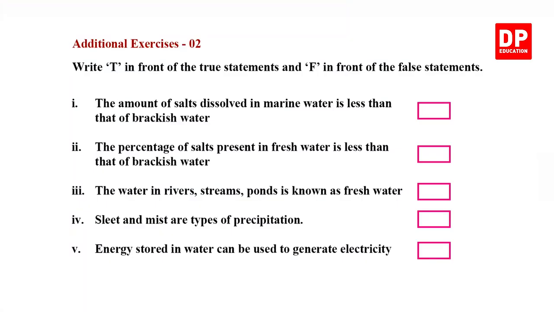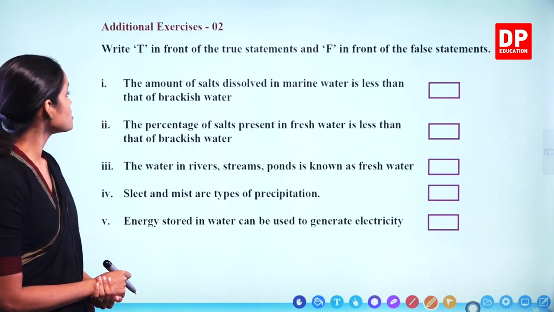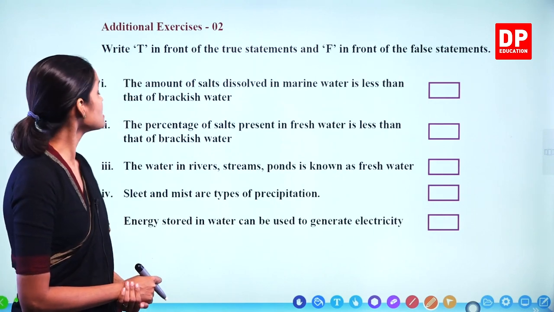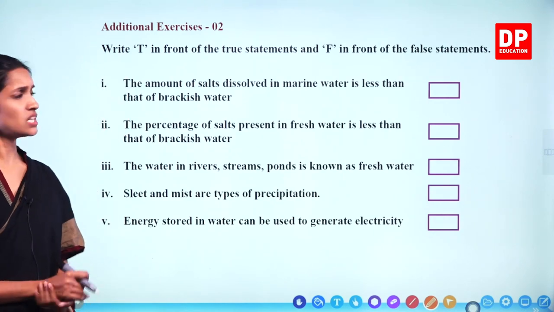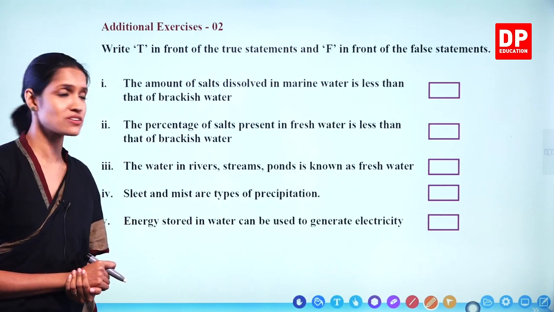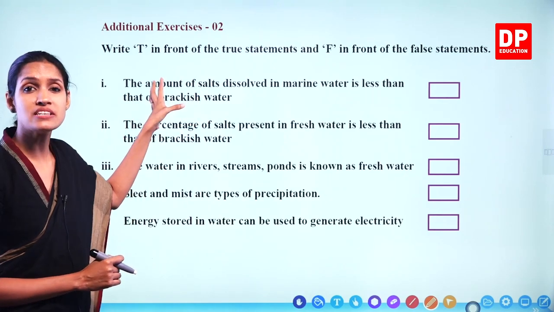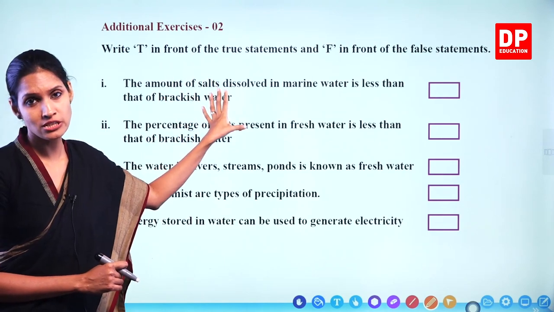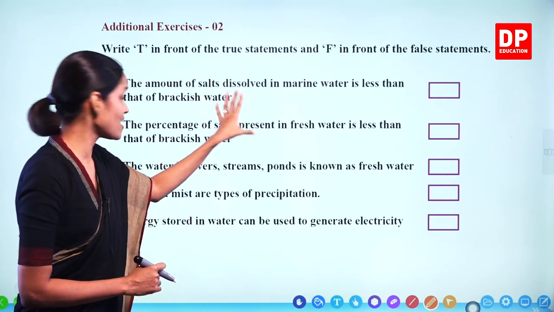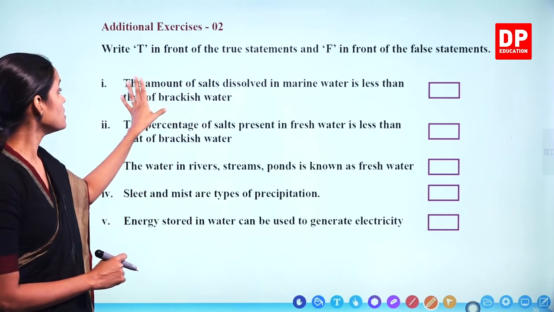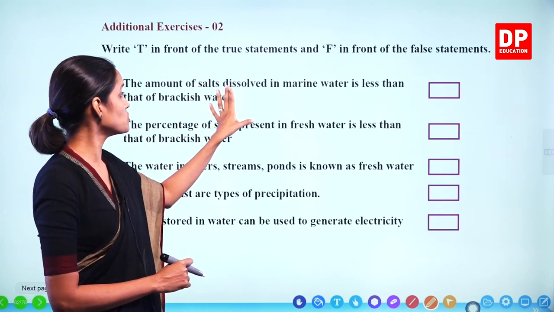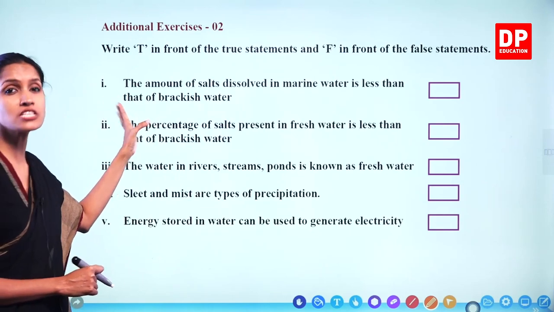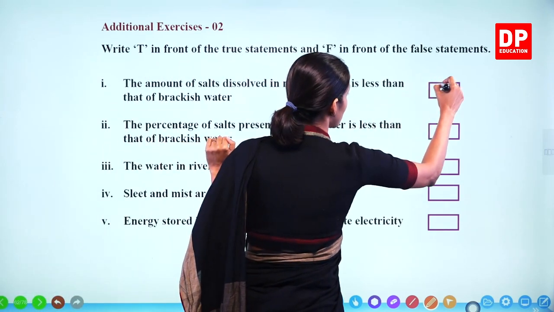Right, next exercise. Write T in front of the true statements and F in front of the false statements. The amount of salts dissolved in marine water is less than that of brackish water. Is it true or false? This is false, right? The highest amount of salts is dissolved in marine water. It is not less than that of brackish water. Therefore, the statement is false. Therefore, you write F.